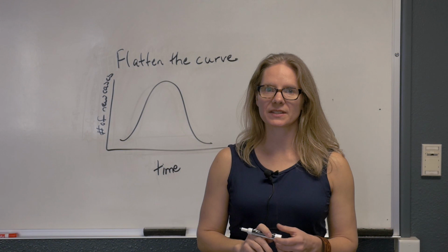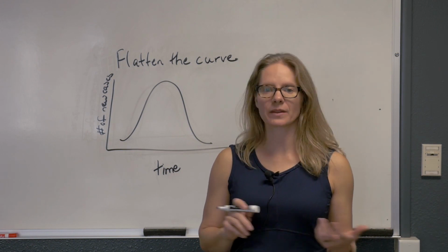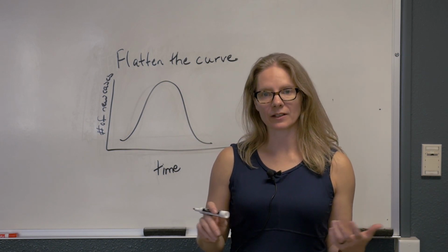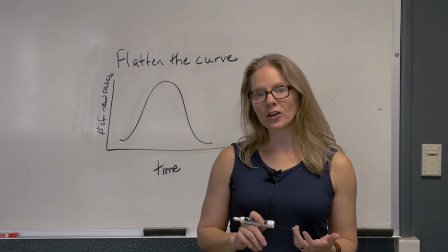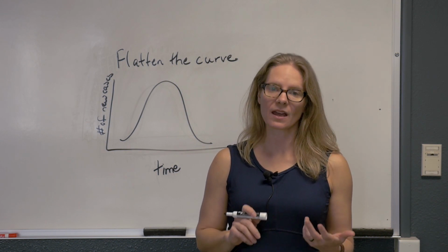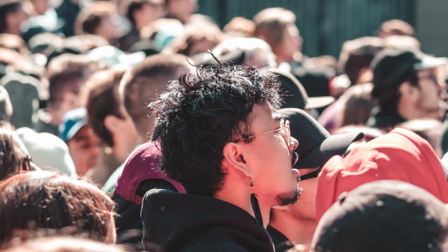The problem with a steep curve is that when you get to a certain number of cases, you start to saturate the medical system. There are only a certain number of hospital beds and ventilators, for example. So if your curve is steep and therefore tall enough to surpass your available resources, then some people can't get the treatment they need. When an infection like this is spreading through a community, we want to do everything we can to keep everyone from getting sick at the same time.